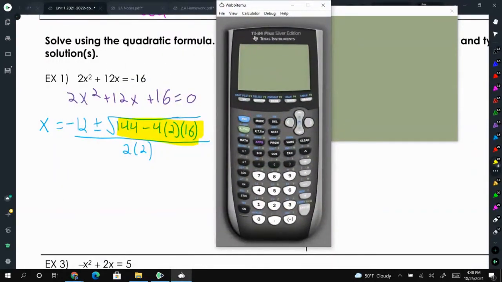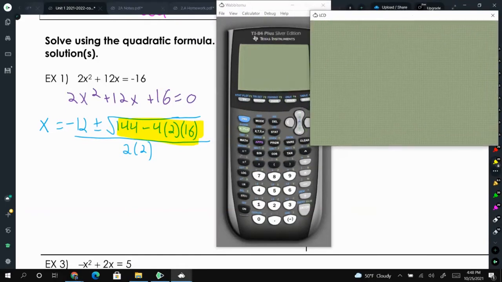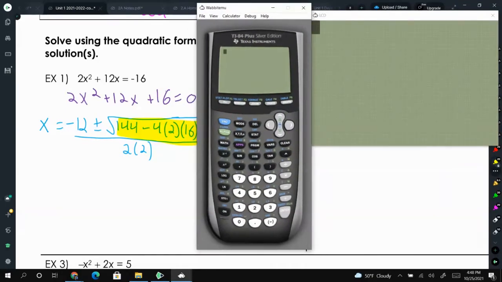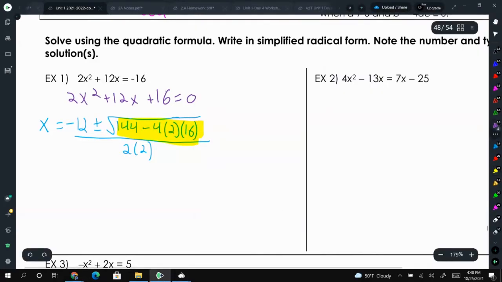Now I'm not going to type the square root part because with the calculator, if I type in the square root of a negative number, I'm going to get an error. So I'm just going to do 144 minus 4 times 2 times 16. And we get positive 16. So x equals negative 12 plus or minus the square root of 16 over 4. And that's going to equal negative 12 plus or minus square root of 16 is 4 over 4.